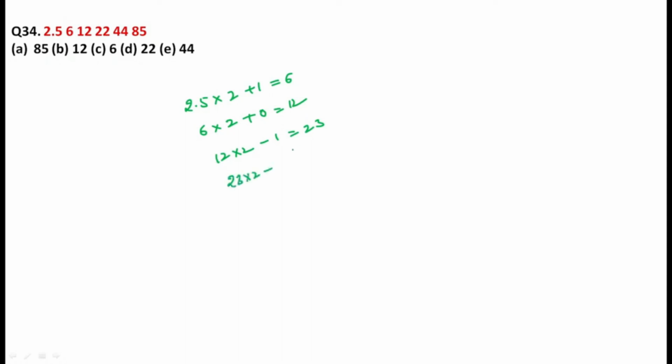23 is multiplied by 2. 46 minus 2 is equal to 44. Yes, we can get the answer. Now 44 is multiplied by 2, 88 minus 3 is equal to 85. Then what is the wrong number here? So 22 is the wrong number. Instead of 22, we can get 23. Then they can follow it as one particular series.